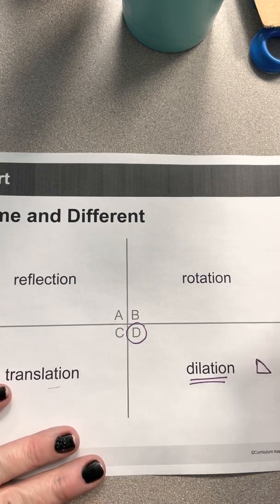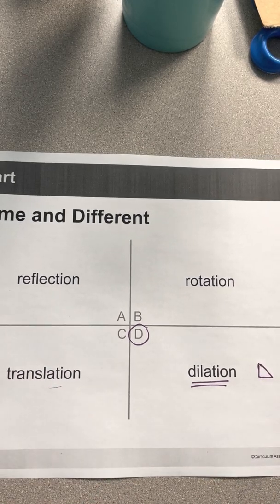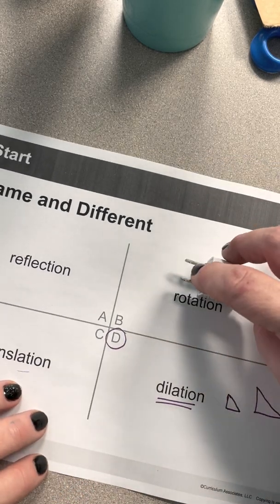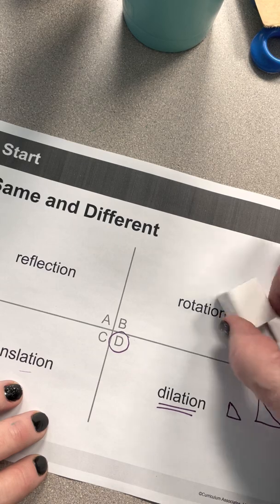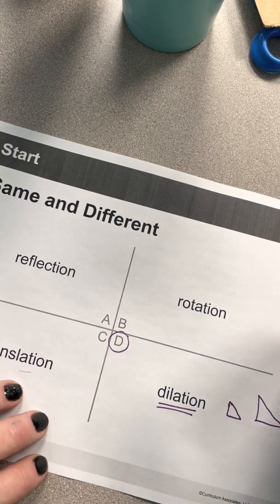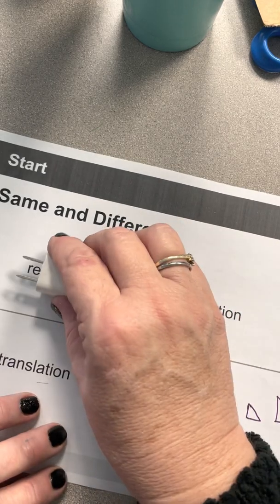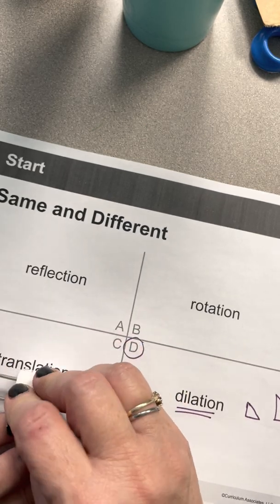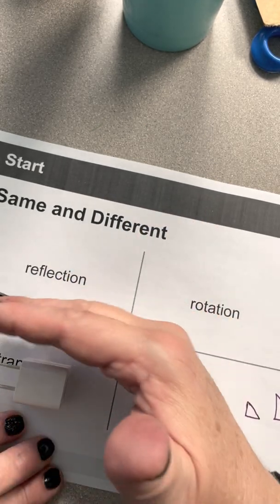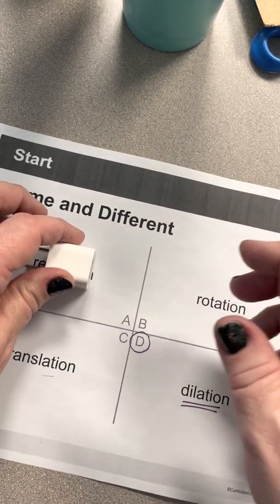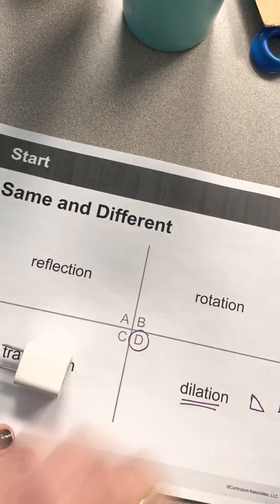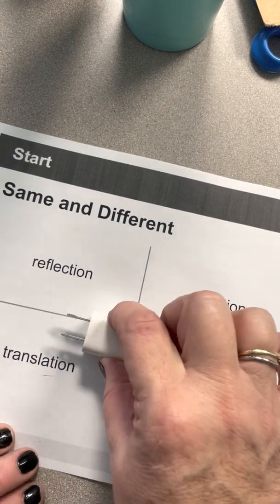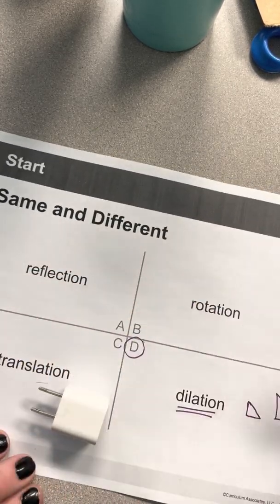But when we rotate, if I rotate this 90 degrees, 180, 360, okay, it changes position, but it doesn't change the shape or size. If I reflect it over the y-axis, all I'm doing is moving it. I'm doing a mirror image. I'm flipping it. It doesn't change the size or shape. If I translate, meaning I move it up and over, up, down, over, it stays the same.